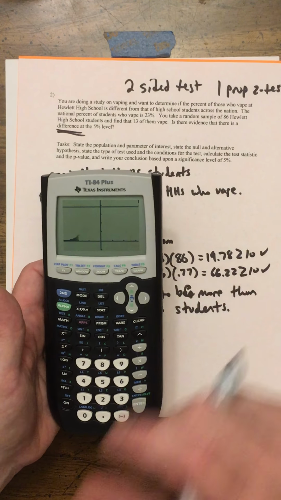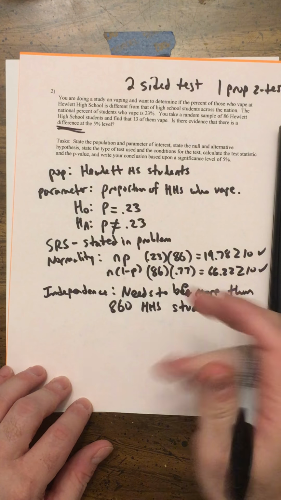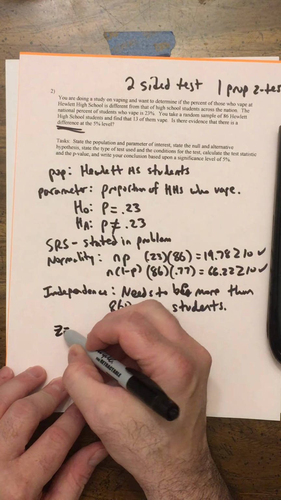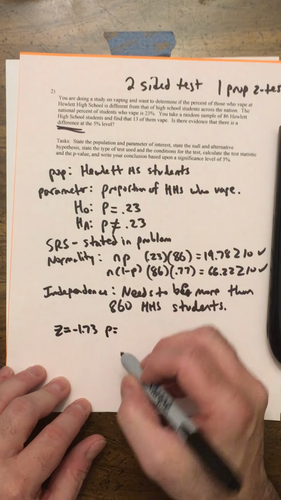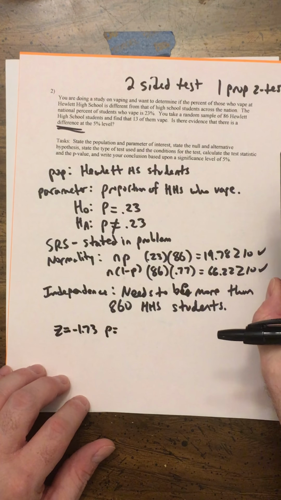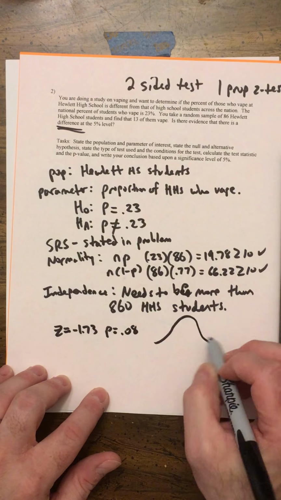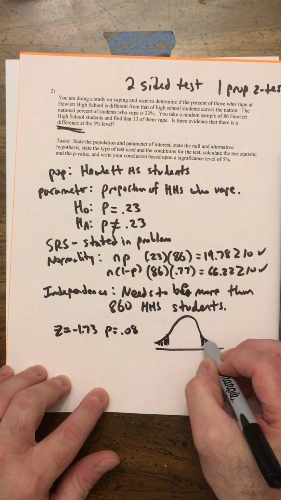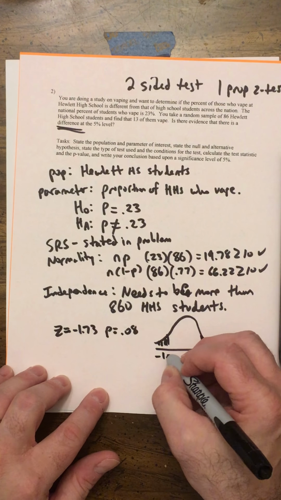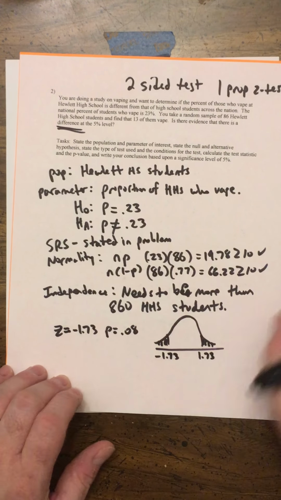Let's draw that. Let me copy all these things down. So first of all, z is negative 1.73. P is 0.08. And you should always draw what you saw here. So this is negative 1.73, and this is 1.73.